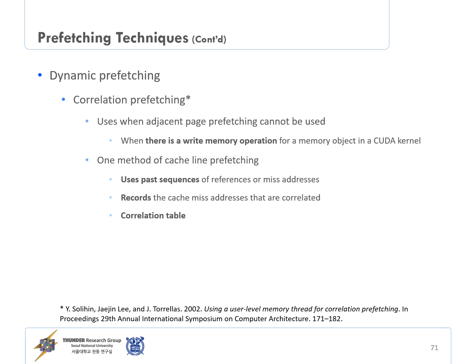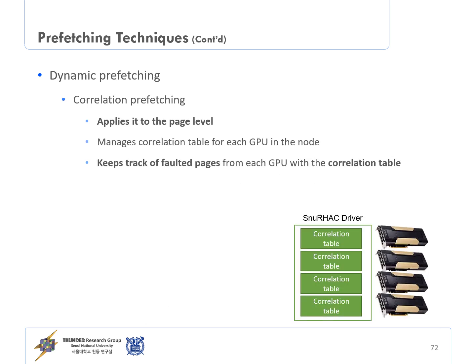Correlation prefetching is also one method of cache line prefetching. It uses past sequences of references or miss addresses to predict and prefetch future misses. Records of cache miss addresses that are correlated are stored in the correlation table. In SnuRHAC, we use this technique at the page level. The SnuRHAC driver manages the correlation table for each GPU and keeps track of faulted pages.